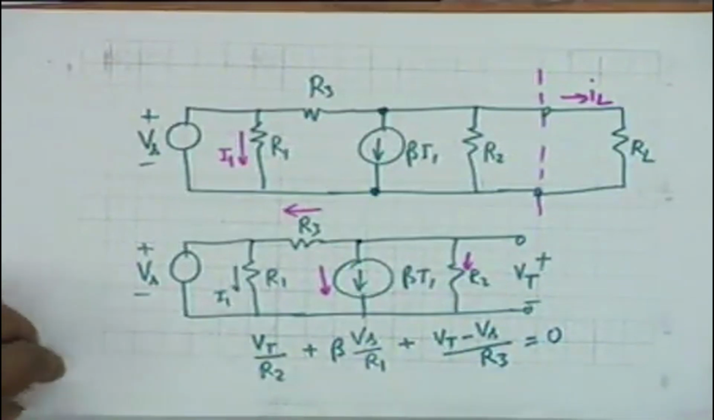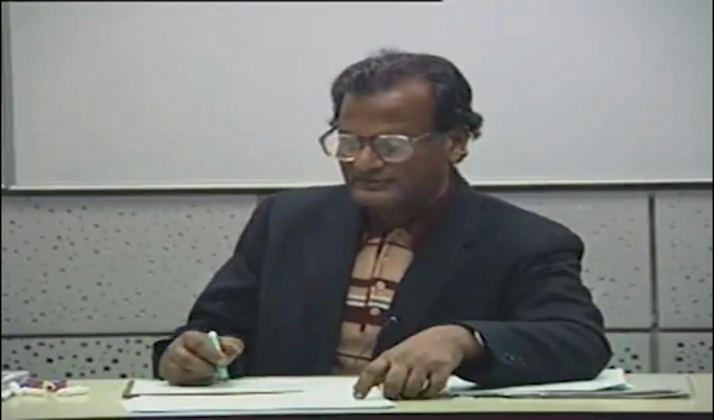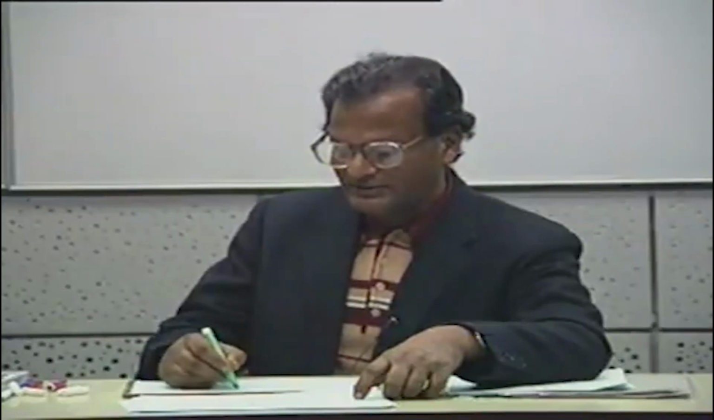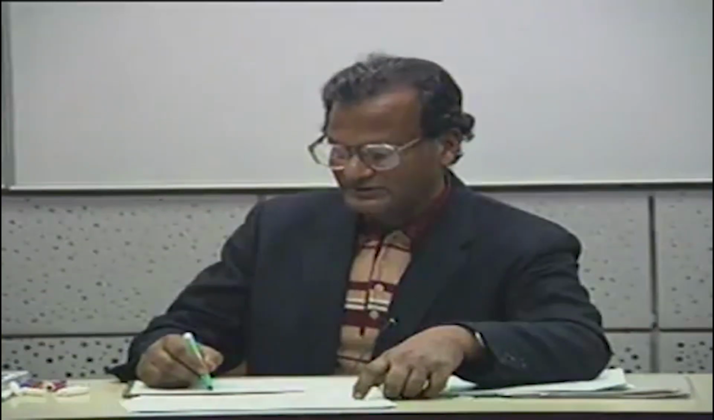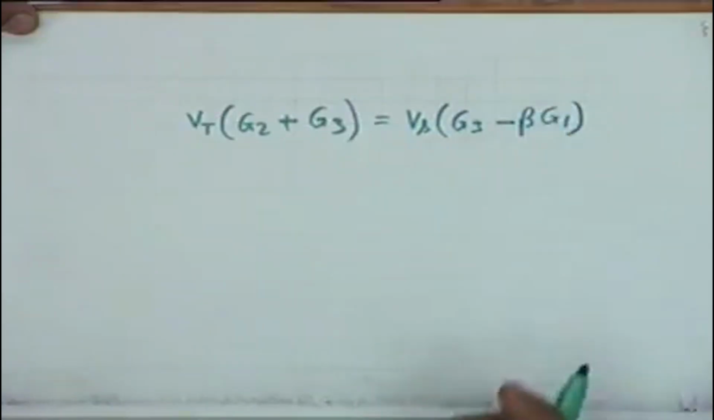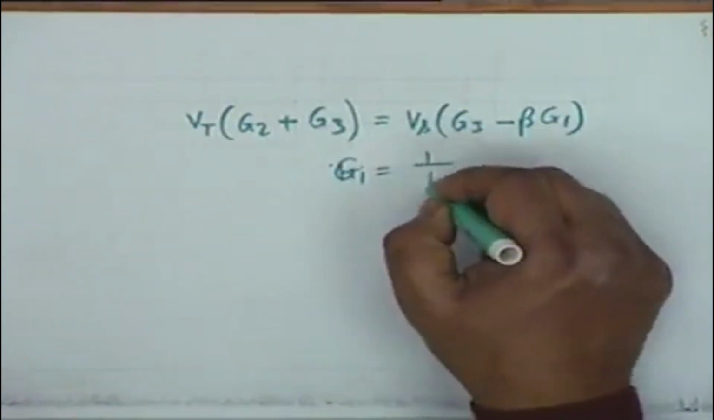Vt. If I use this symbol 1 by R equal to G, capital G, then Vt can be written in one stroke: Vt times G2 plus G3 shall be equal to Vs, I take them to the right hand side, G3 minus beta G1. Is that okay? Where I have used Gi equal to 1 over Ri.